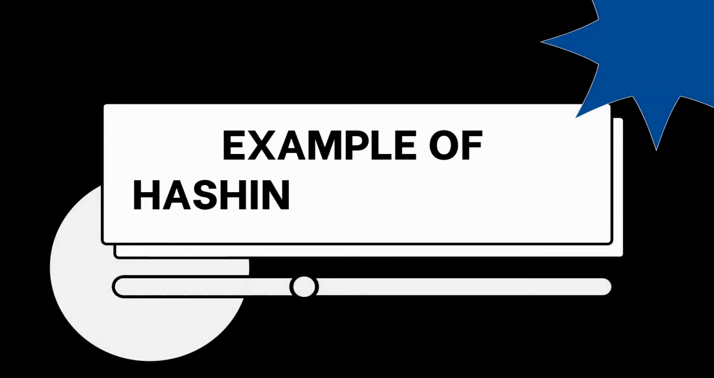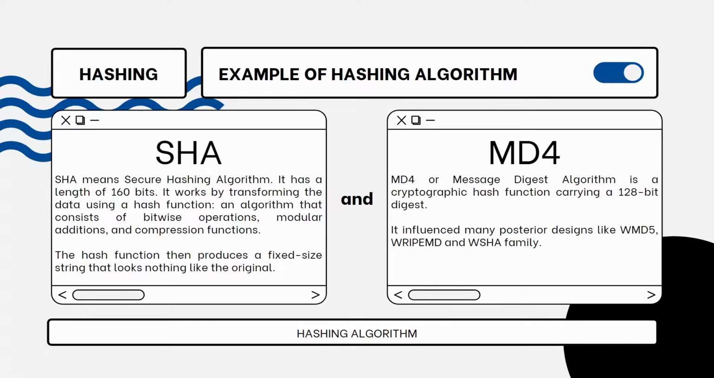Example of hashing algorithm. SHA means Secure Hashing Algorithm. It was developed for the first time by the National Security Agency. It has a length of 160 bits. It works by transforming the data using a hash function, an algorithm that consists of bitwise operations, modular additions, and compression functions. The hash function then produces a fixed-size string that looks nothing like the original. A common application of SHA is to encrypt passwords, as the server side only needs to keep track of a specific user's hash value, rather than the actual password.